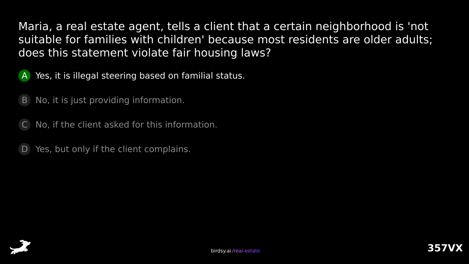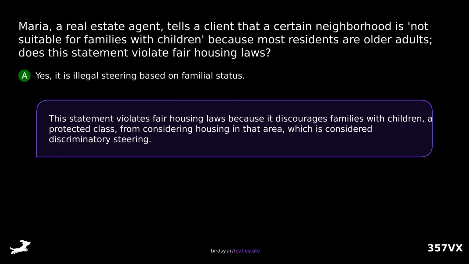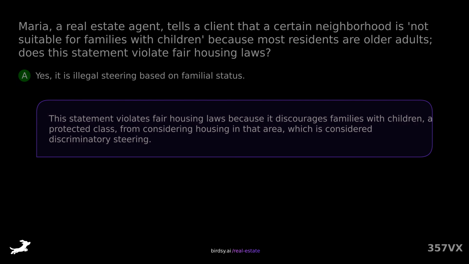The correct answer is A. Yes, it is illegal steering based on familial status. This statement violates fair housing laws because it discourages families with children, a protected class, from considering housing in that area, which is considered discriminatory steering.